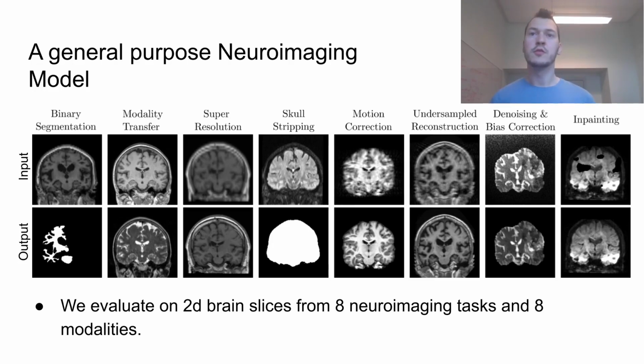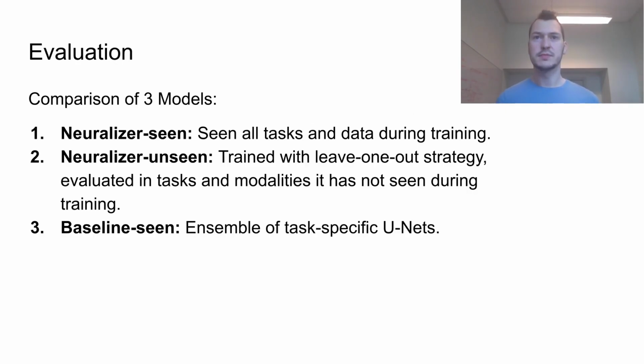We train and evaluate Neuralizer on a diverse set of 8 neuroimaging tasks and 8 modalities. We use 2D brain slices in our experiment. We compare 3 separate models. First, a Neuralizer model trained on the training sections of all tasks and then evaluated on the respective test sets. We call this model Neuralizer Seen, as it has seen all tasks during training. Second, we take a Neuralizer model trained with a leave-one-out strategy, where we mask some of the tasks from training and evaluate only on these held-out tasks during test time. We call this model Neuralizer Unseen, as it has never seen some of the tasks.